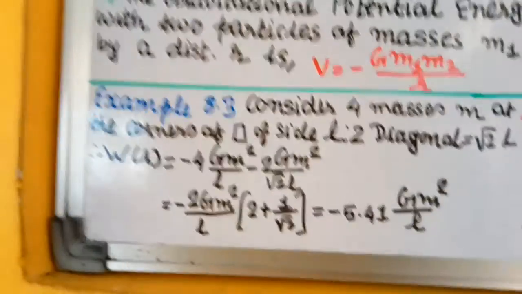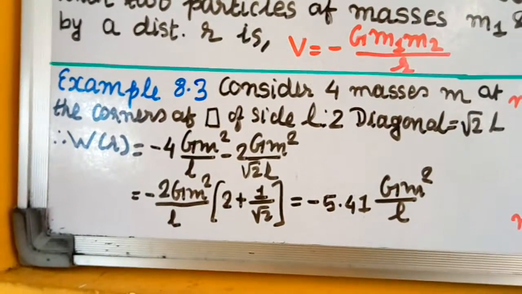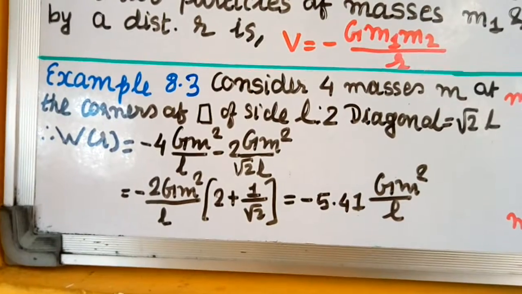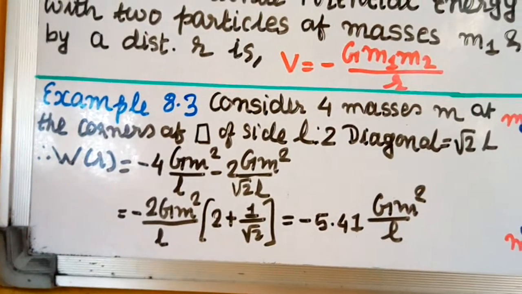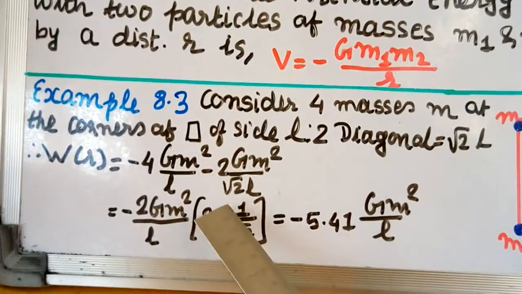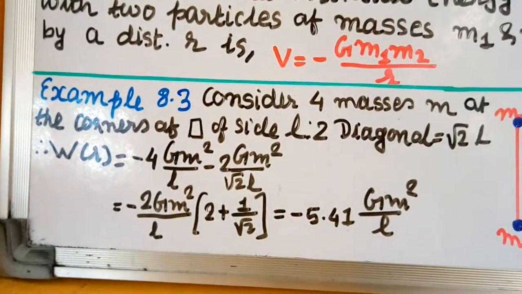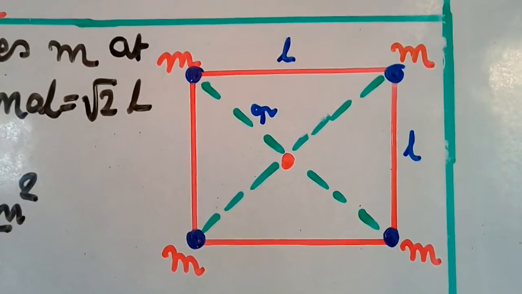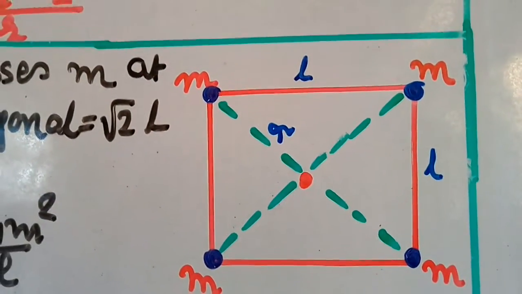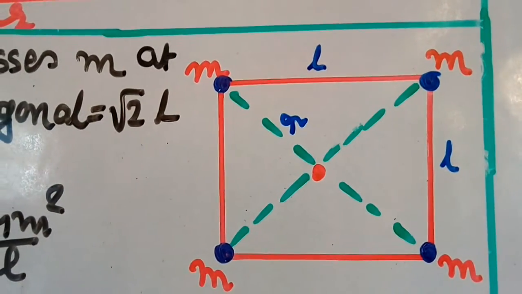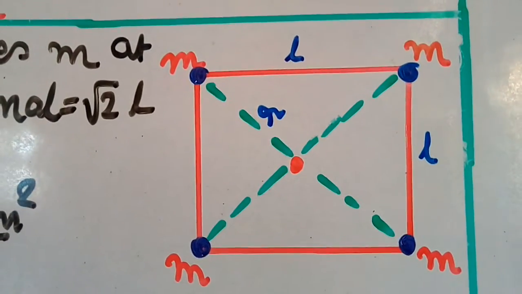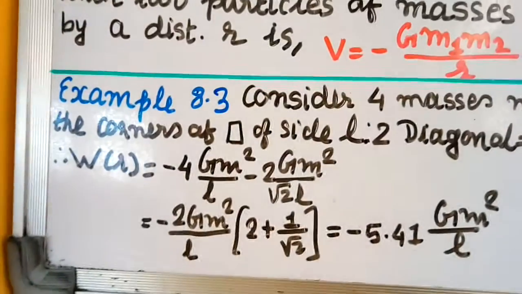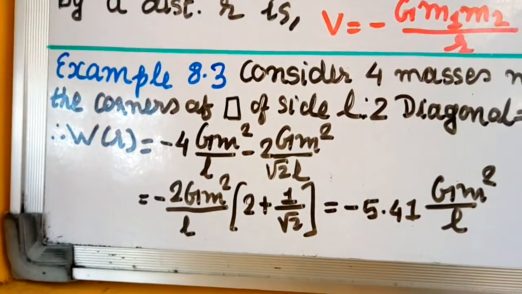So potential energy W_R equals, for the four masses on the corners or vertices of the square, minus 4 G M square by L, minus the diagonals. There are two diagonals, so 2 G M square by root 2L. So this is the potential energy because of the masses at the four corners, and it also includes the two diagonals. They will exert a force, or the energy will be there. So we are taking the two diagonals plus the four sides. That's why it is taken as minus 4 G M square by L minus 2 G M square by root 2L.